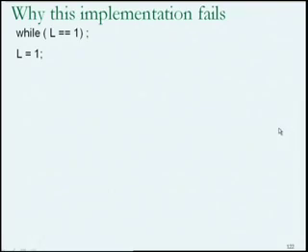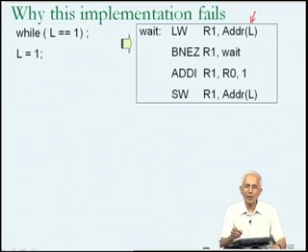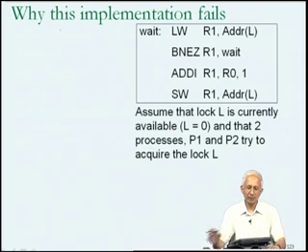The situation that we are in is we have this piece of code, and we understand that this is what is going to happen when a process executes the acquire lock function, and we need no longer worry about the C instructions on the left. So I will get rid of them, and let us suppose that there are two processes, P1 and P2. Let me assume that the lock is currently available, in other words L is equal to 0, and that P1 and P2 are both trying to acquire the lock.